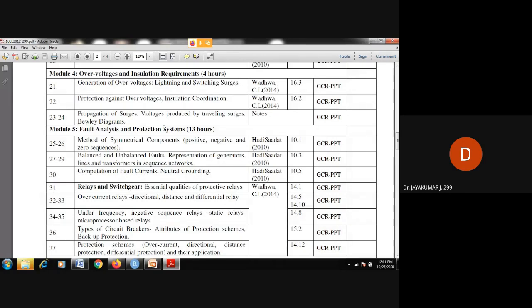How securely I can transfer the power from the sending end to the receiving end. Such analysis is security analysis. How much maximum can I put in? How much maximum can I send through the transmission line? That is nothing but security analysis.